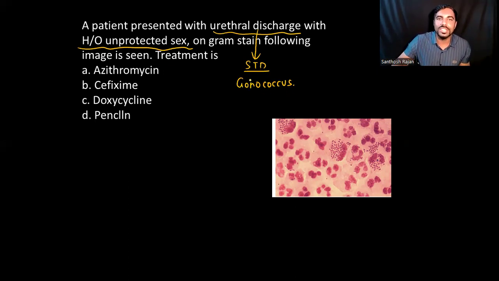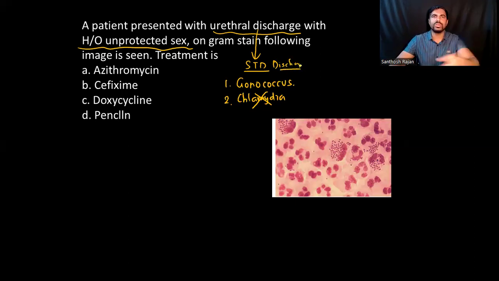Now, STD with urethral discharge: the two things are either gonococcus or chlamydia. They did a gram stain. Remember, chlamydia cannot be gram stained. So whatever the picture here, even if you don't remember, there should be only one option, that is gonococcus. When they talk about an ulcer, that is different: syphilis, H. ducreyi, herpes simplex, etc. But we're talking about discharge, and only two are important. Gonococcus and chlamydia are the most common ones.